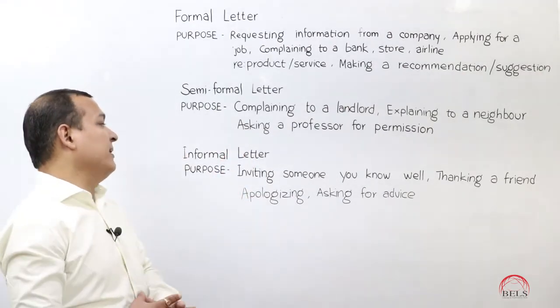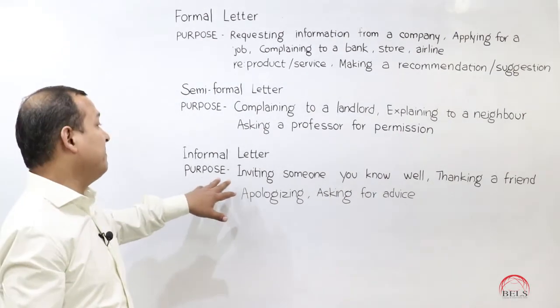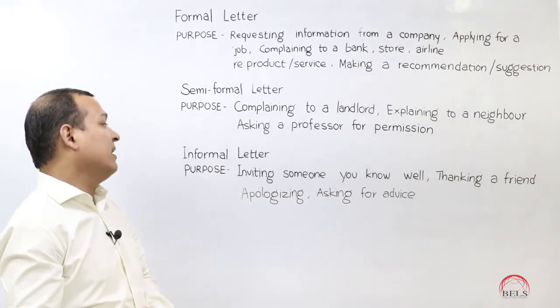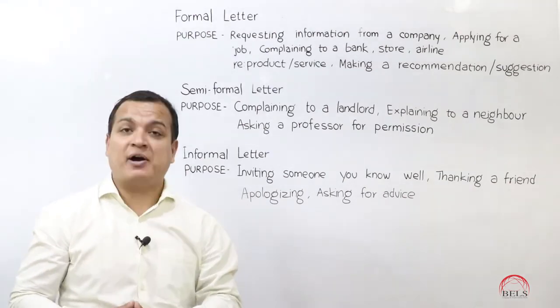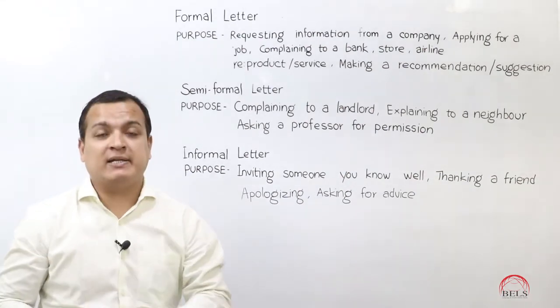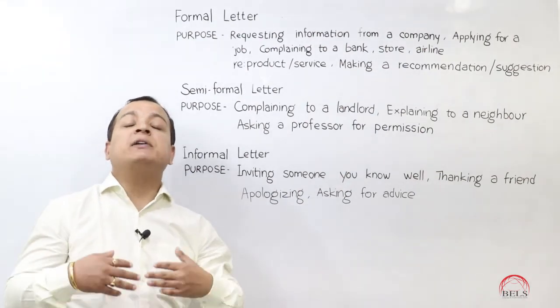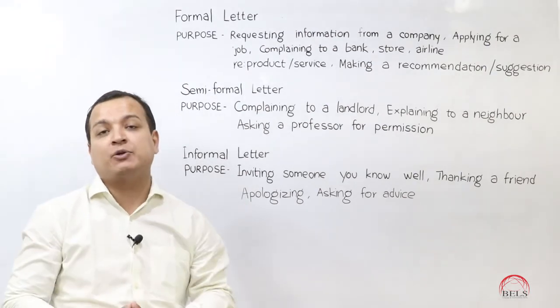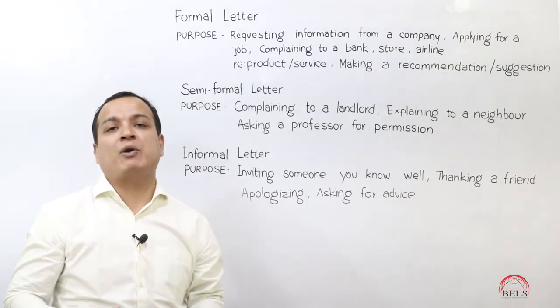The third one is the informal letter. The purpose of this letter can be inviting someone you know well, thanking a friend, apologizing, or asking for advice. Any category can be. It can be a question like this. You are conducting a party in your home and you write a letter to your friend and invite them to the party. So this is a casual letter, you can say, and this is the way of writing this one.